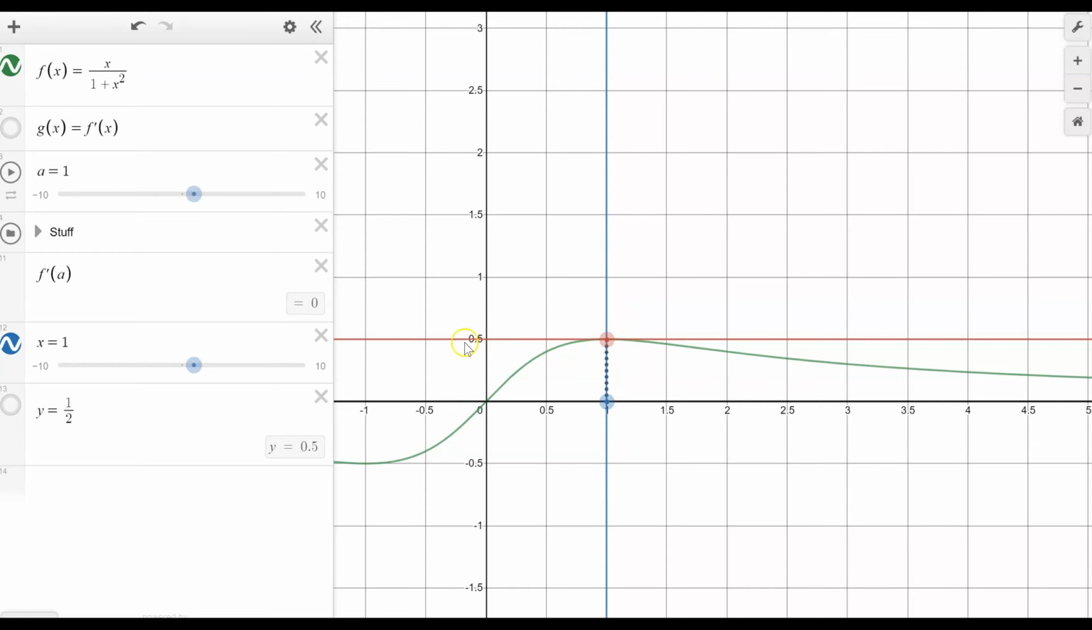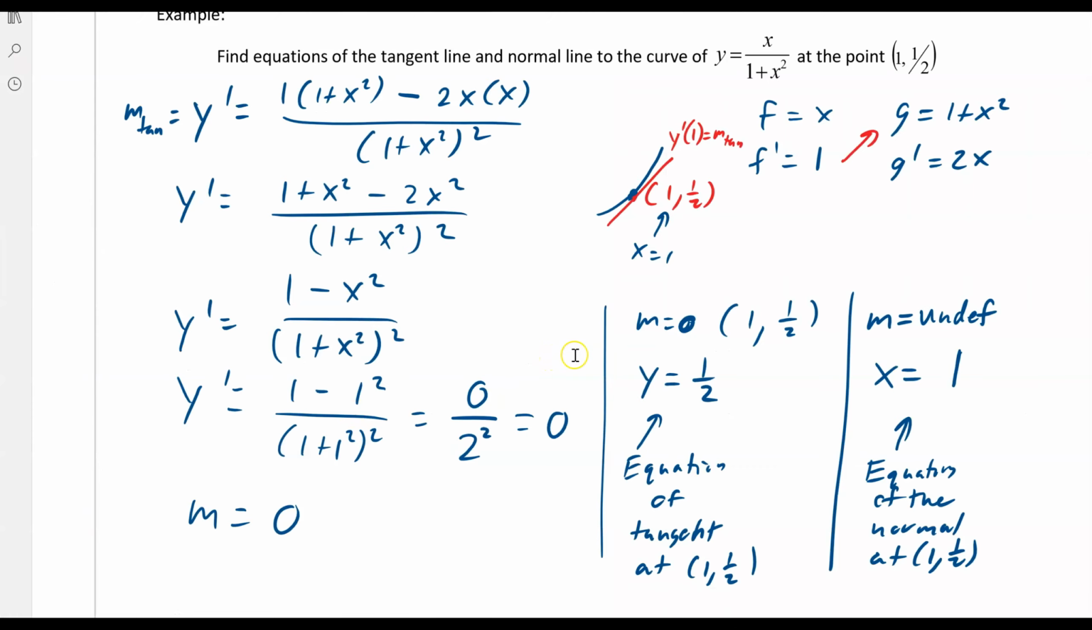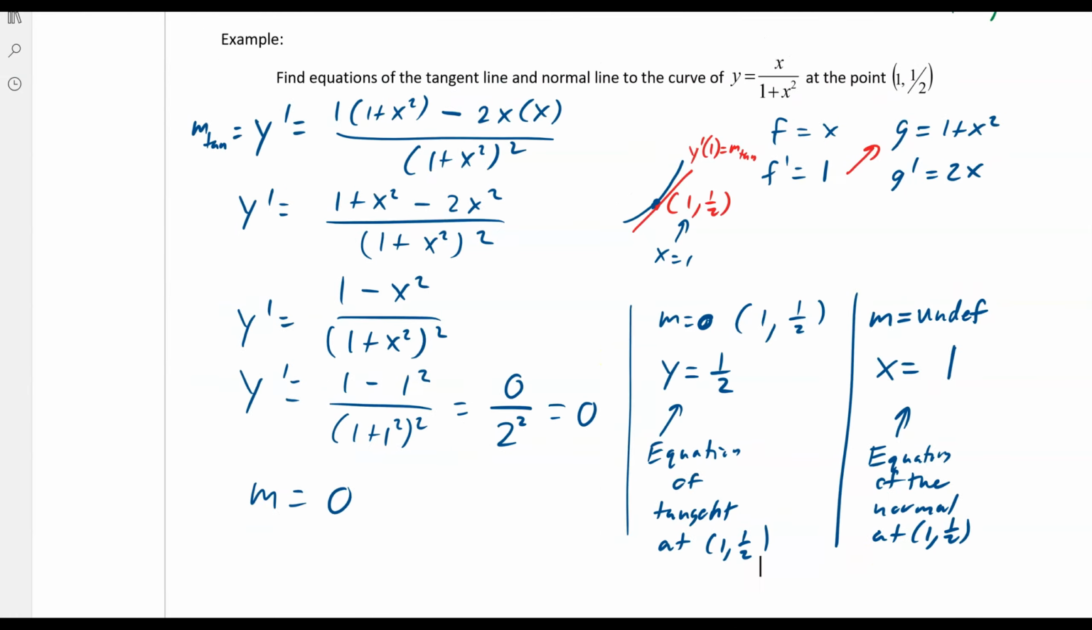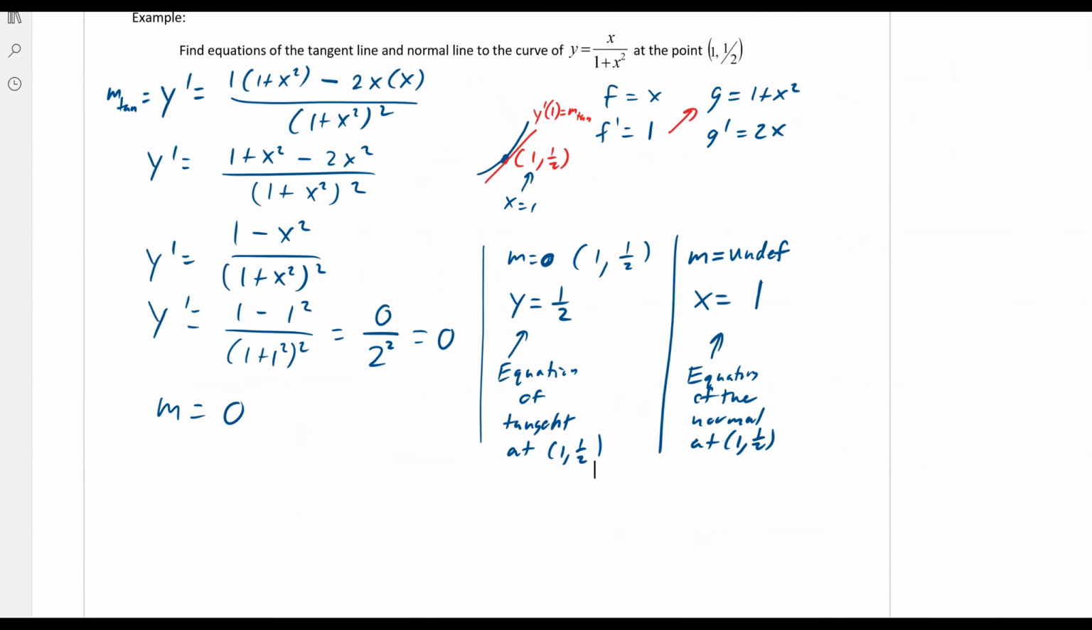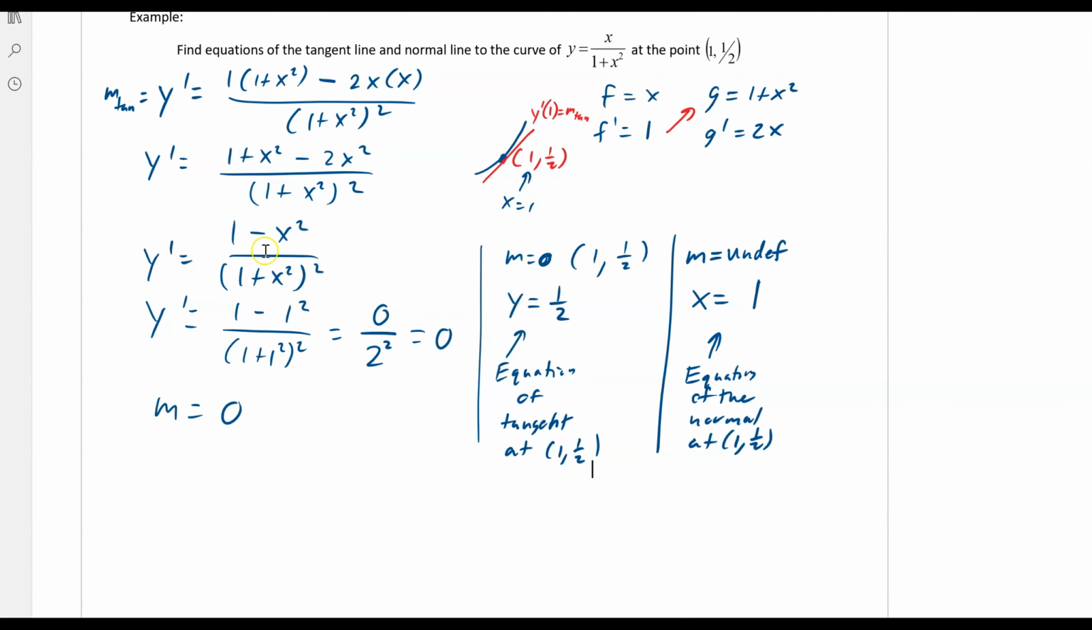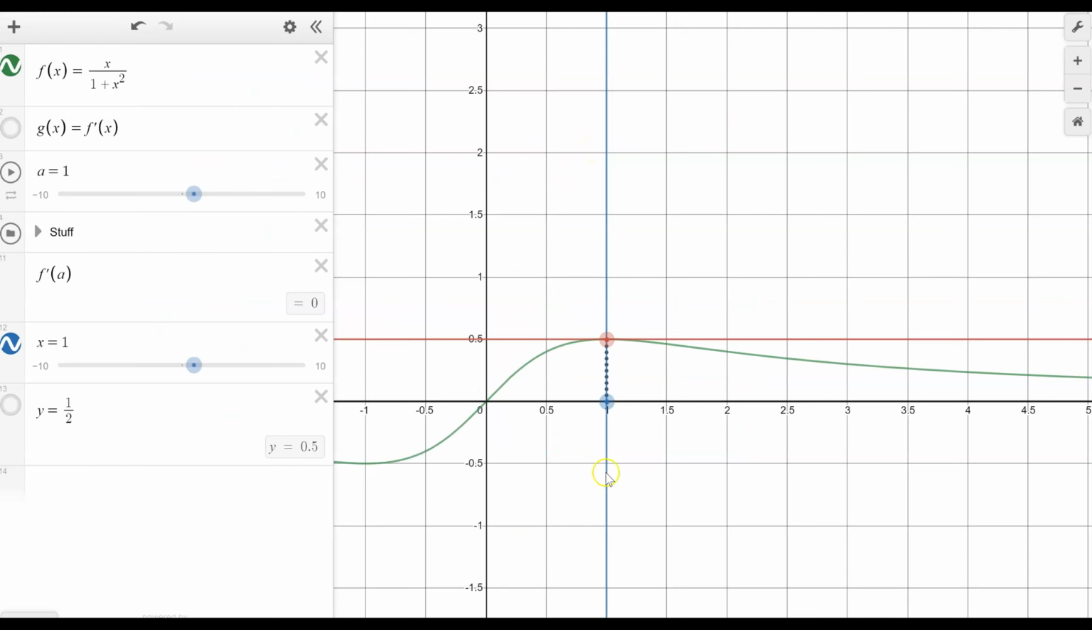So the blue is the normal, and the green now is our tangent. Okay, so let's try this again, but this time with a different point. So same exact equation, but we're going to pick a different one. Since we already have a formula that tells us the slope of the tangent, we can pick any point we want. So if we go back to our graph, let's look at it.